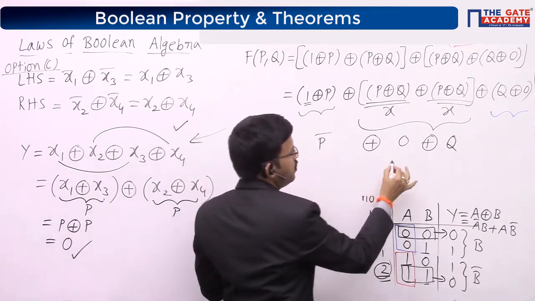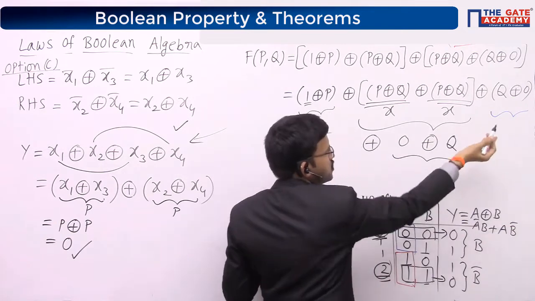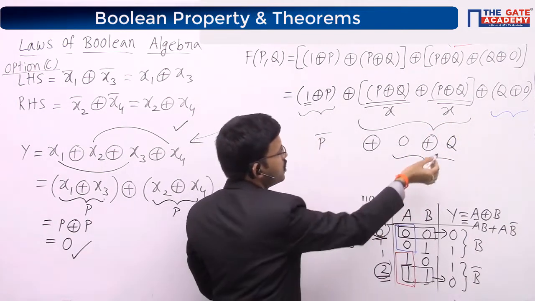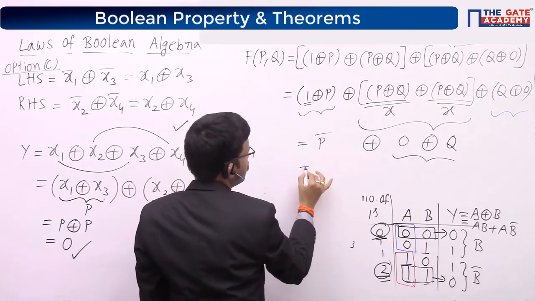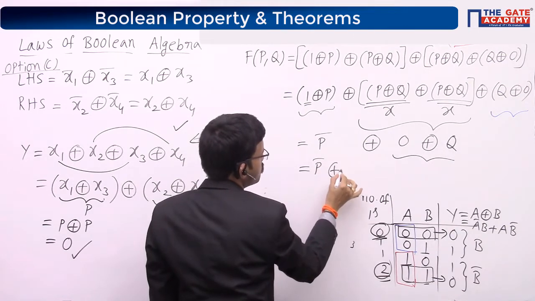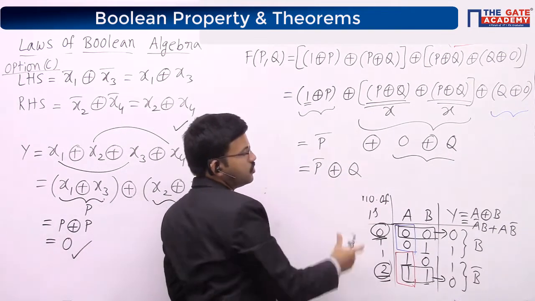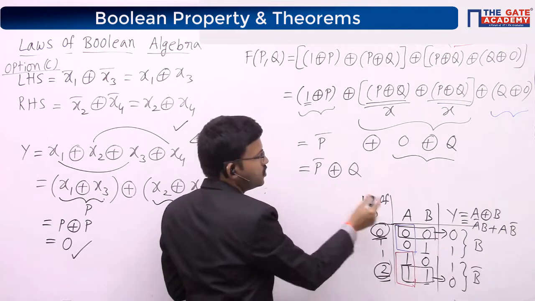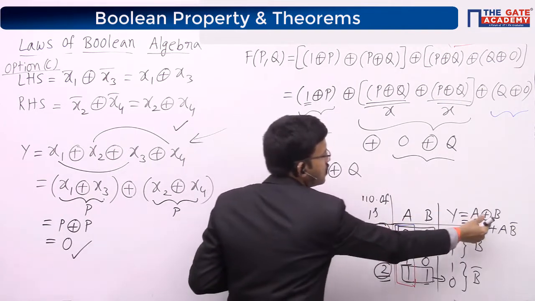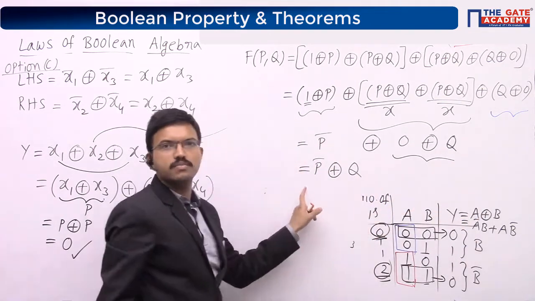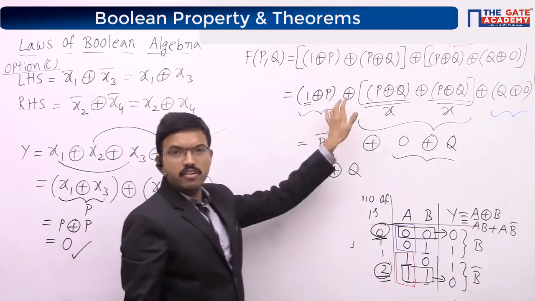Now we already got Q XOR 0 is the same as 0 exclusive OR Q, that is the same as Q. So that means P bar exclusive OR Q. Now you can use this formula, substituting P bar in the place of A and Q in the place of B. What do you get? Just tell me. I am repeating once again.